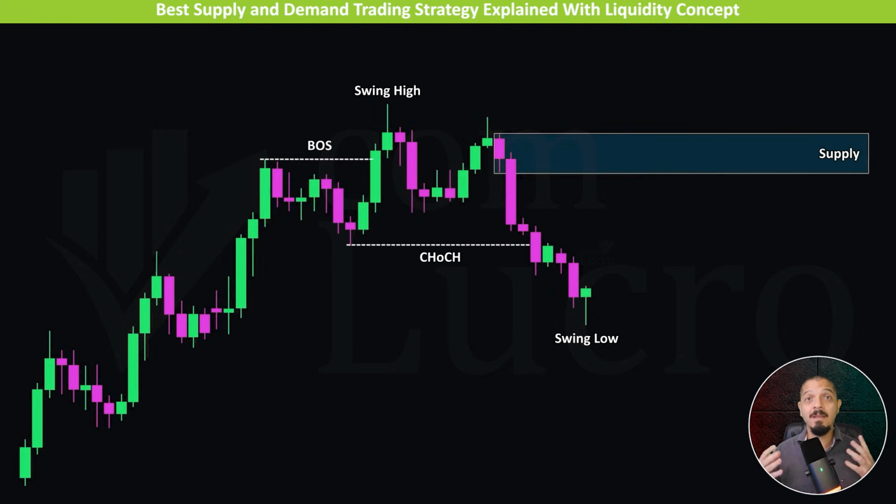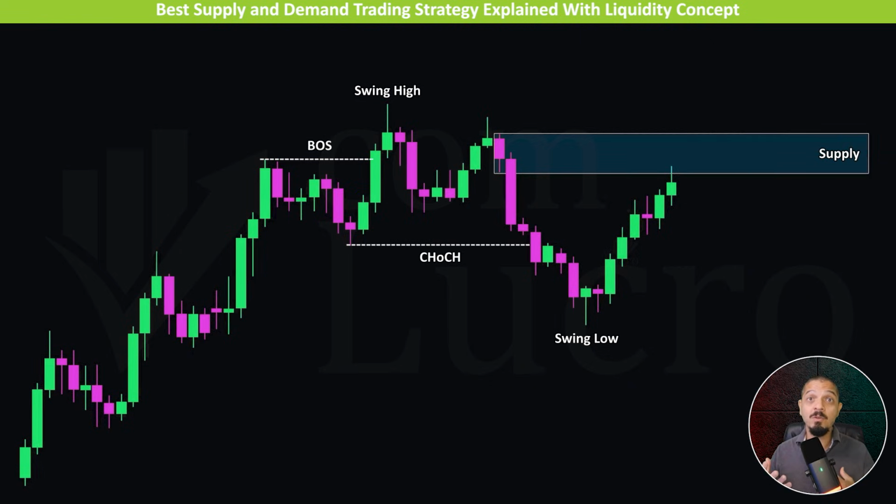At the same time, analyze the higher time frame structure to measure how much room price has before reaching the next key level. This helps you avoid entering trades with limited potential. Next, be patient and wait for price to retrace into your selected zone. Do not enter prematurely. The market frequently sweeps early entries and uses them as liquidity before making the real move.